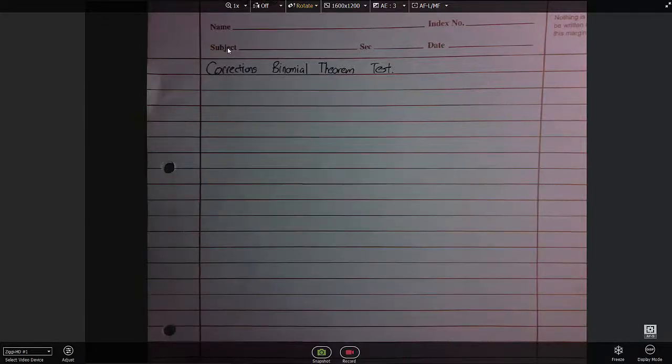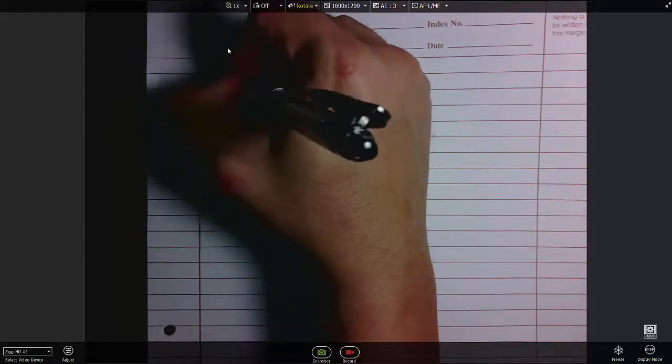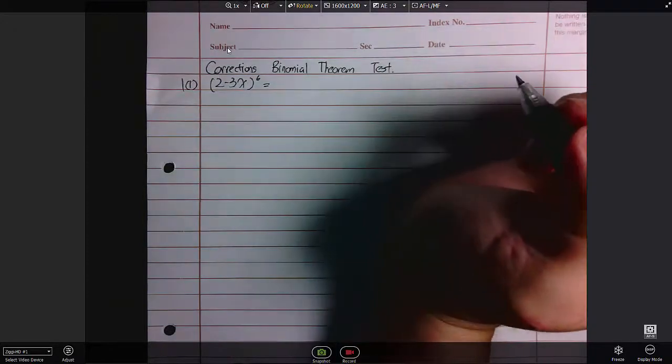Okay, today we're going to do corrections for the binomial theorem test. Question 1 is quite simple, but let's get started anyway. Question 1, part 1. Expand this. You should be experts at this by now. They tell us that they want the first three terms.